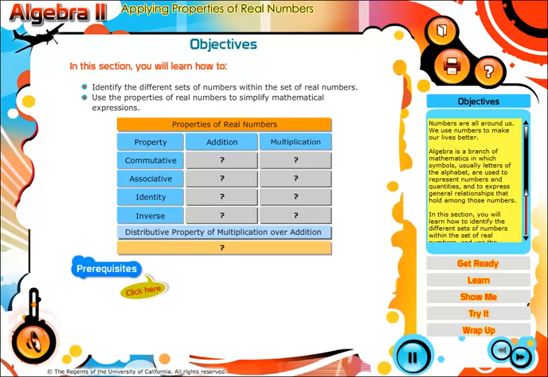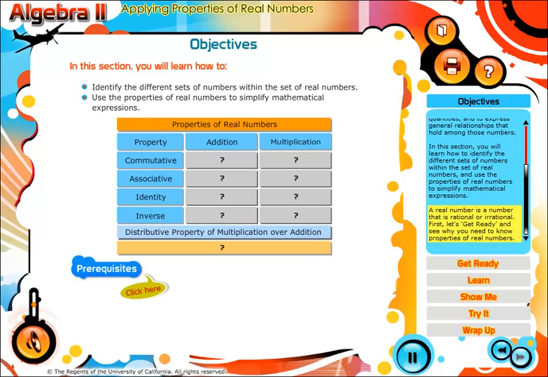In this section, you will learn how to identify the different sets of numbers within the set of real numbers, and use the properties of real numbers to simplify mathematical expressions. A real number is a number that is rational or irrational. First, let's get ready and see why you need to know properties of real numbers.